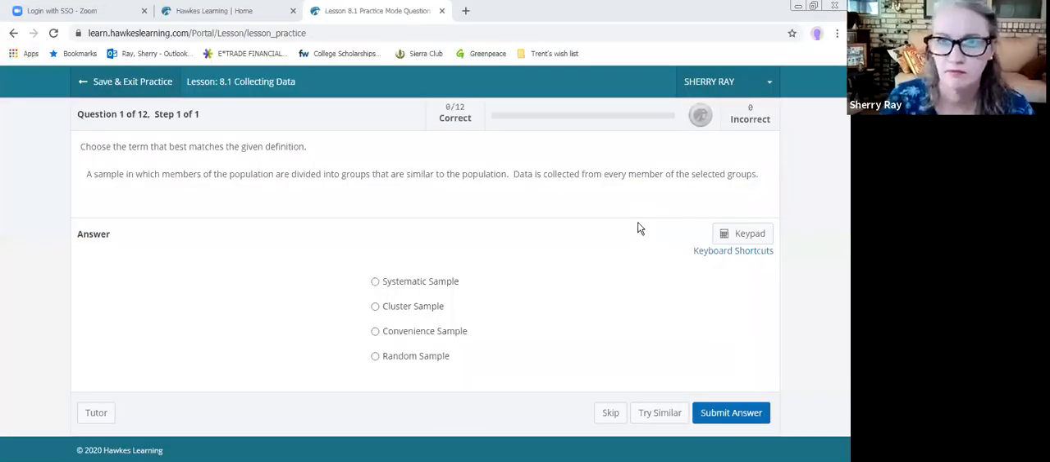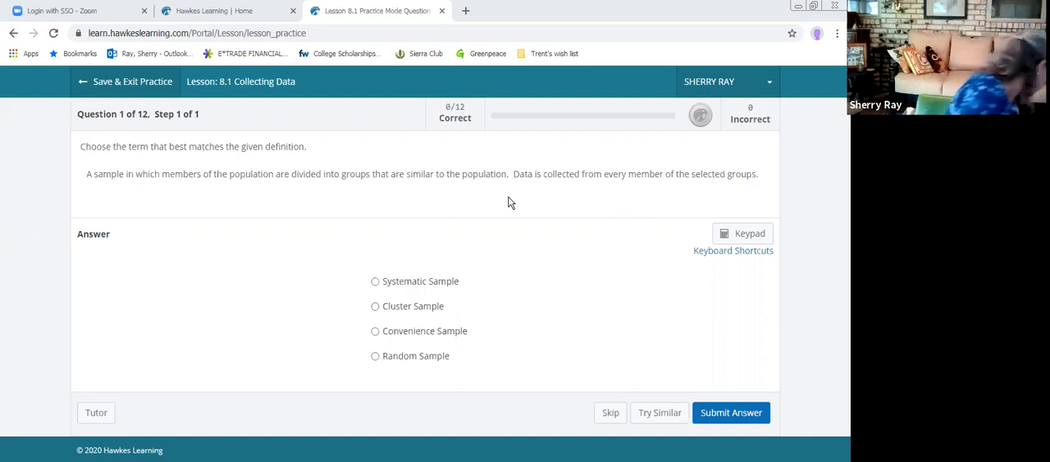Okay, so this is a practice, and I'm going to practice my lecture for tomorrow. So I want to show them Ox Learning. Okay, so on our first one, we have a sample in which members of the population are divided into groups similar to that population.